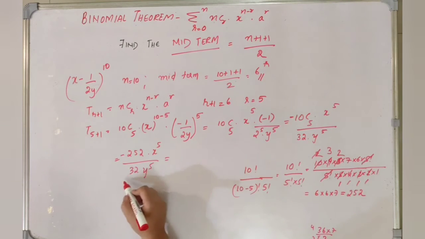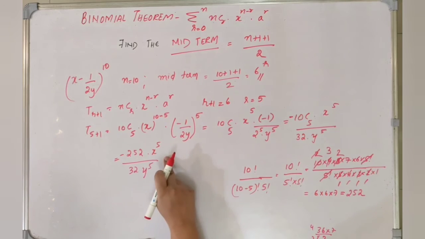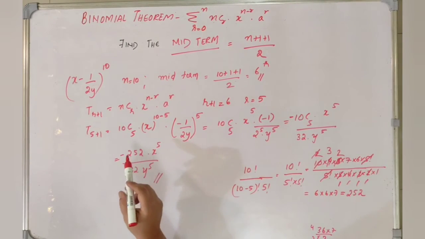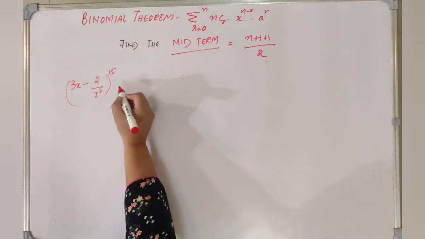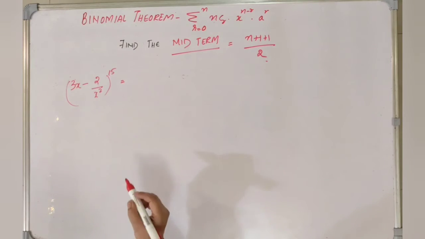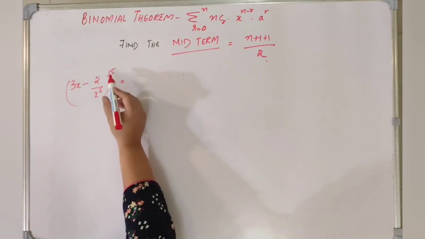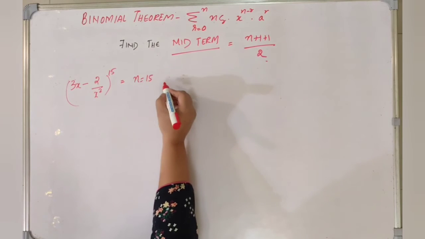So we can leave it here, or we can further simplify it. But let's leave it here. This is the answer for finding the middle term. So let's take another example to find the middle term. We have 15 here as n. n is 15. So what is the middle term?